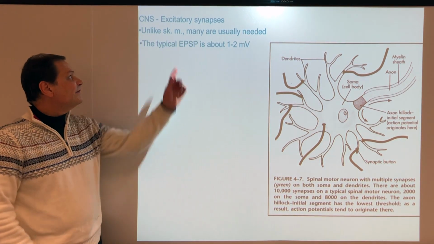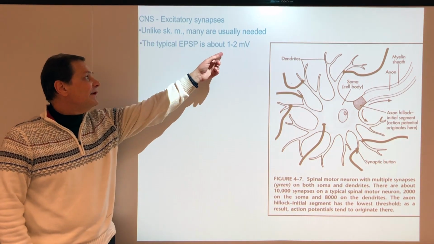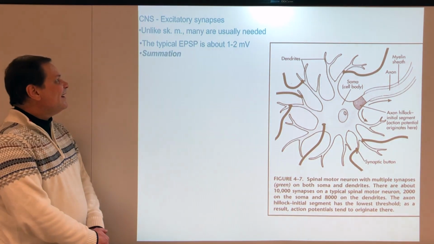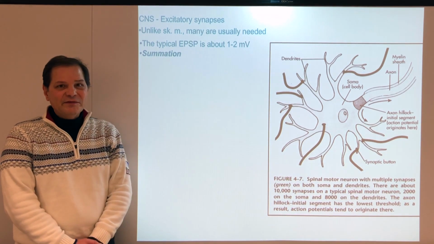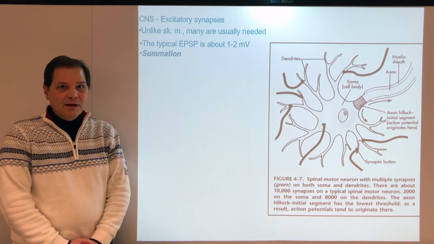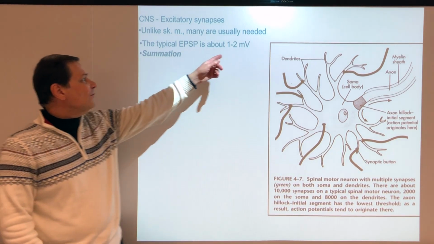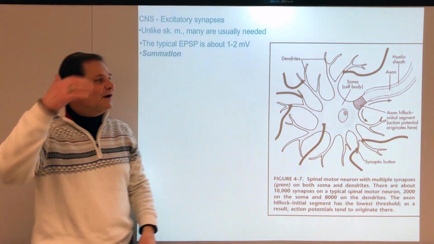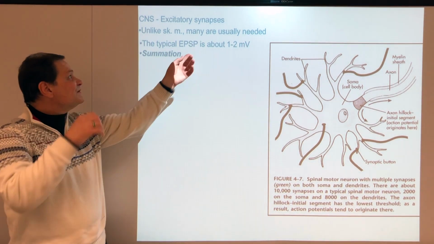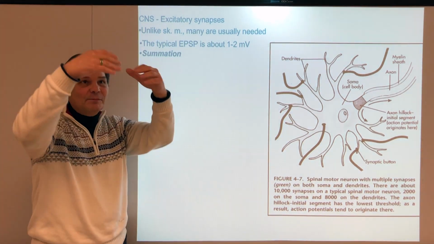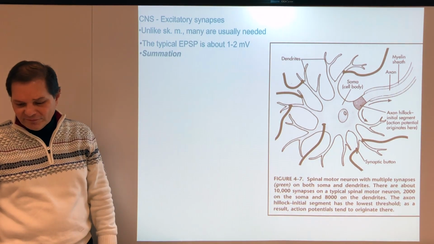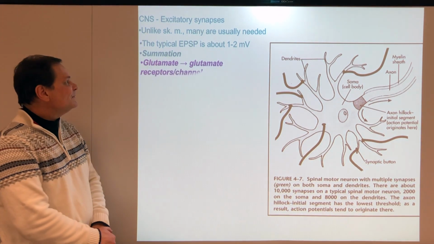Again, a typical excitatory postsynaptic potential, EPSP, is 1 to 2 millivolts. And these have to add up via a process that we call summation. So 1 to 2 millivolts, an increase of that from rest, isn't going to hit threshold. You have to have a bunch of these EPSPs summate and bring the voltage up higher and higher until you finally hit threshold in order to throw an action potential.